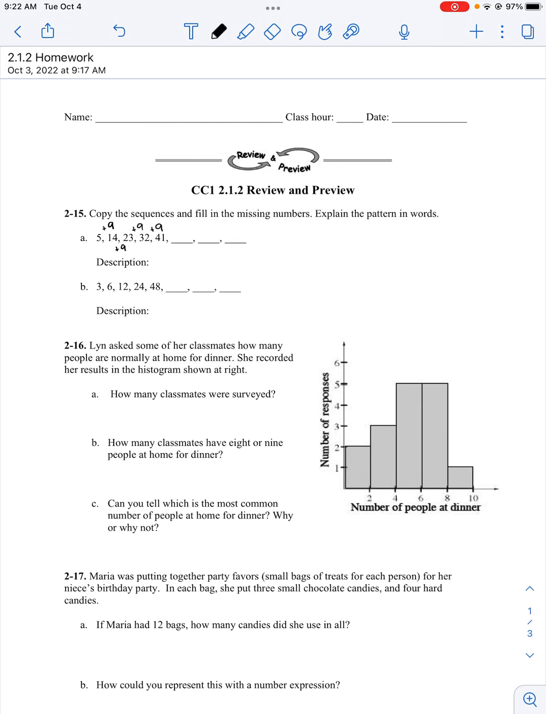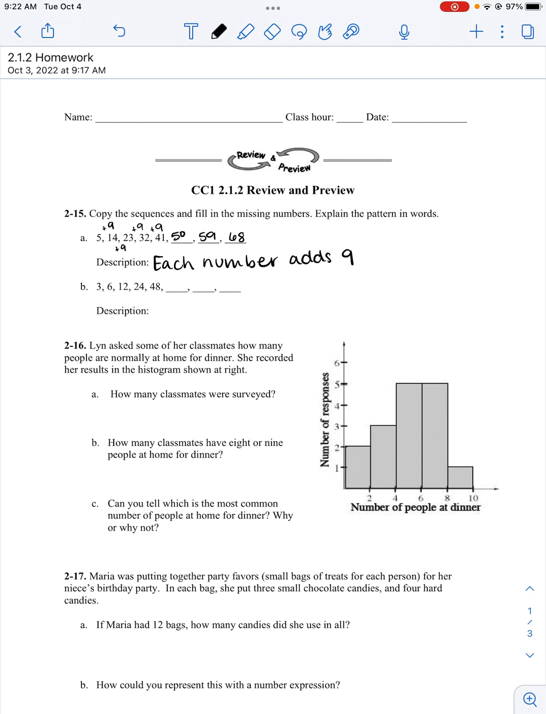So my description is, well, each number adds 9. Okay, so 41 plus 9 is 50. 50 plus 9 is 59. 59 plus 9 is 68.